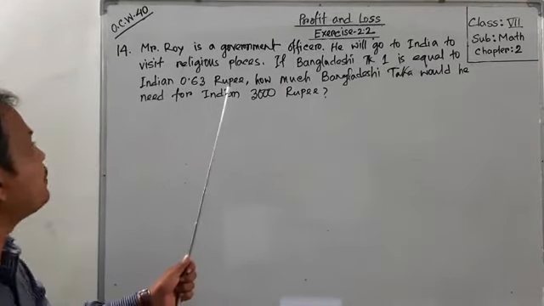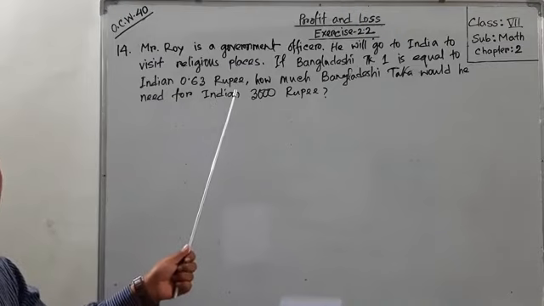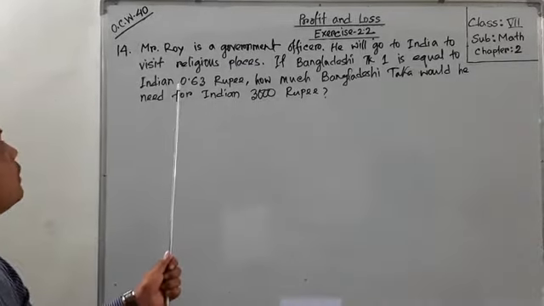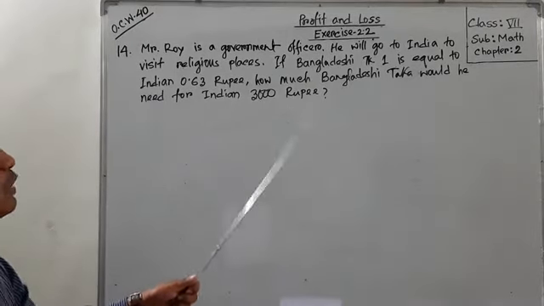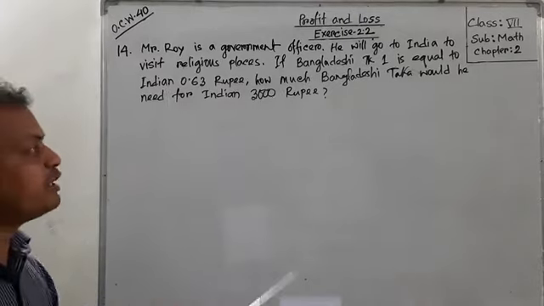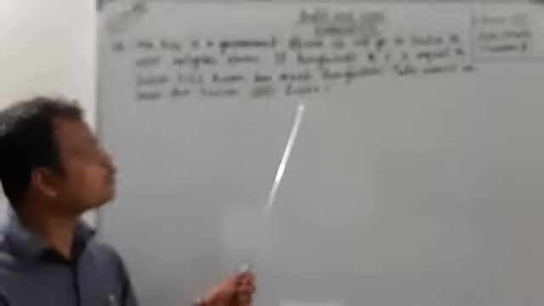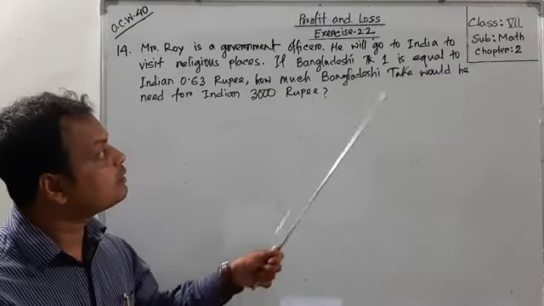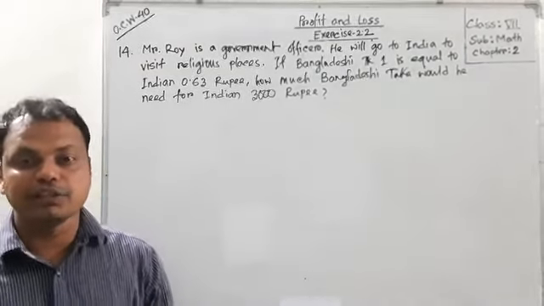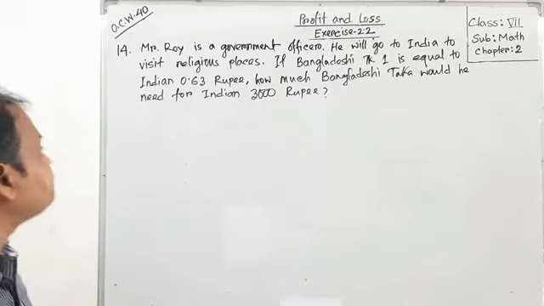And rupee, what is rupee? The name of the currency of India is rupee. So taka 1 is equal to 0.63 rupee. So we have to find how much Bangladeshi taka he would need for Indian 3000 rupee. So if Mr. Roy wants to get Indian 3000 rupee, how many Bangladeshi taka will be required for this? We have to find this one. A very easy math. You can solve it. So start writing.